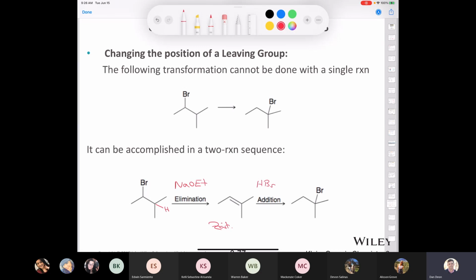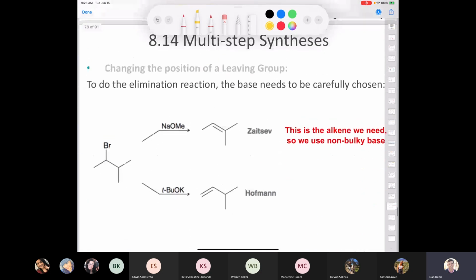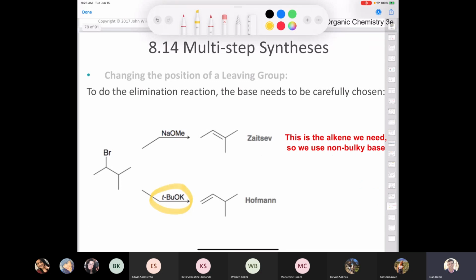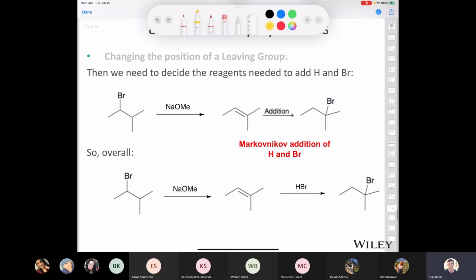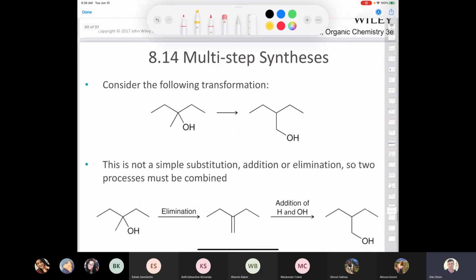All right, so these are the kind of strategies that we want to think about. Now, with respect to the choice of the base here, remember that if you were to choose potassium t-butoxide, you'd end up with a Hofmann alkene, which would bring you essentially further away from where you want to be if you want to put the bromine in this position. So these are the kind of things that you want to think about, and that is the synthesis. First step, sodium methoxide. Second step, HBr.